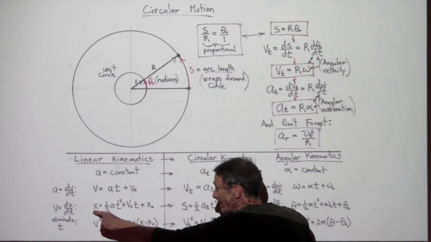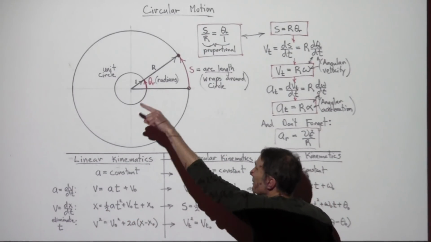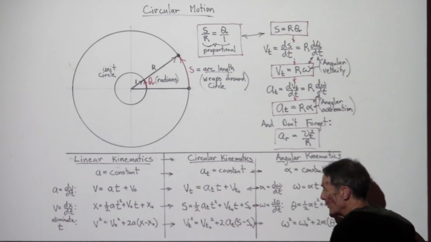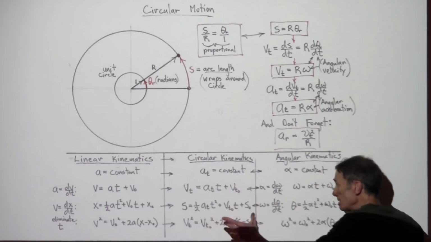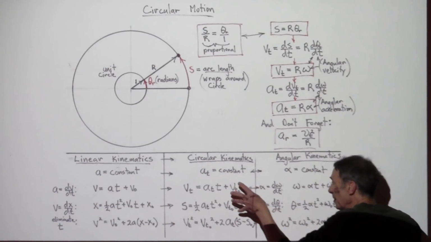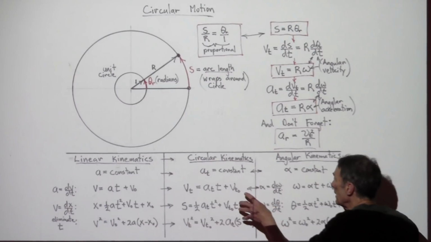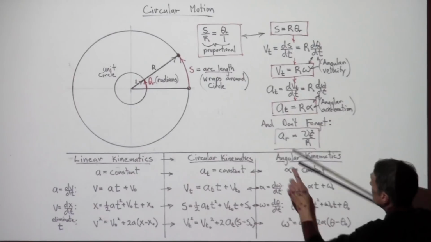Usually this is in the x direction. Instead of x, we're using s. The arc is going around that circle. But we can still go ahead and use the same basic equations. And once you have derived these, you should be able to come to these. And then we can go back and use these relationships.